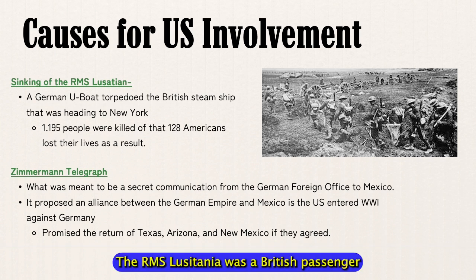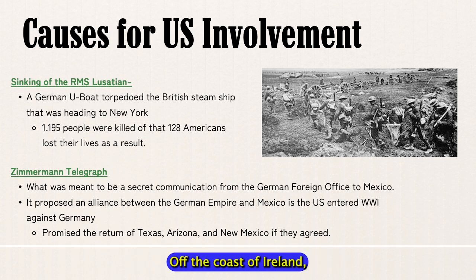The RMS Lusitania was a British passenger liner that was sunk by a German U-boat, submarine, on May 7, 1915, off the coast of Ireland. The attack killed 1,198 people, including 128 Americans. Germany had been using unrestricted submarine warfare to target Allied ships, claiming that vessels like the Lusitania were carrying war supplies, which in this case was partially true.